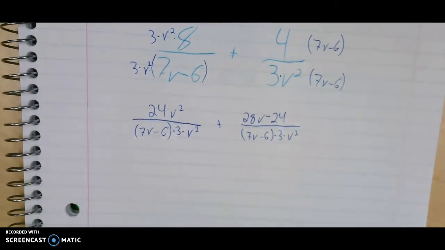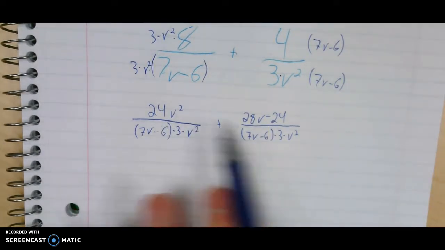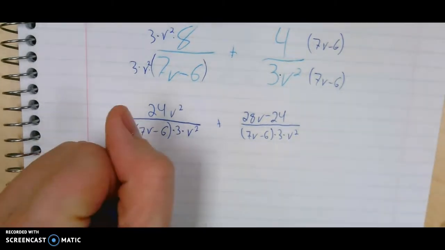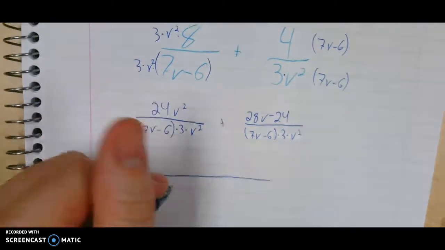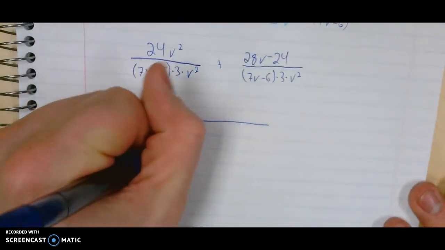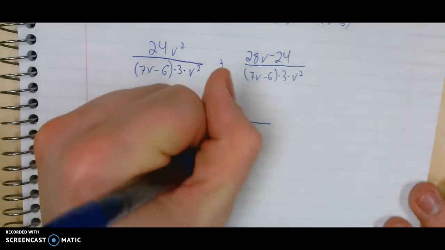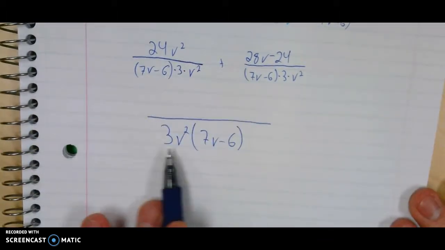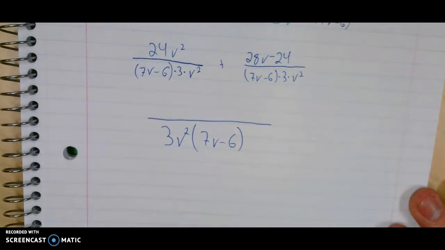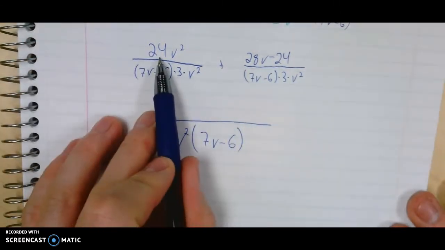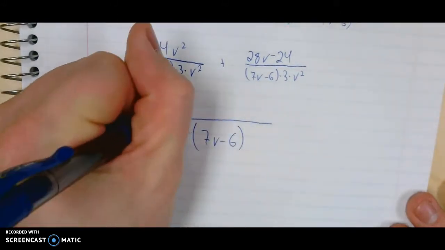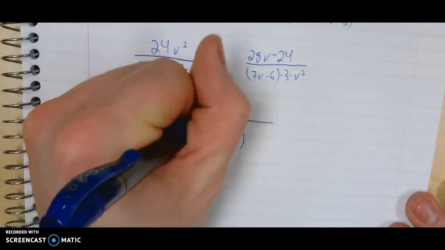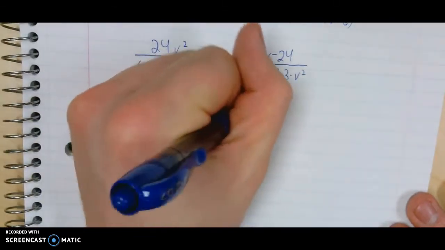And what I'm going to go ahead and do is combine both numerators over the shared denominator. So my shared denominator is, and I'm going to rearrange things like I said, 3v squared times the quantity 7v minus 6. If I wanted to, I could distribute that out. I'm not going to, but I can. Let's see, do we have like terms? 24v squared? No. So no like terms up top. So this would be 24v squared plus 28v minus 24.